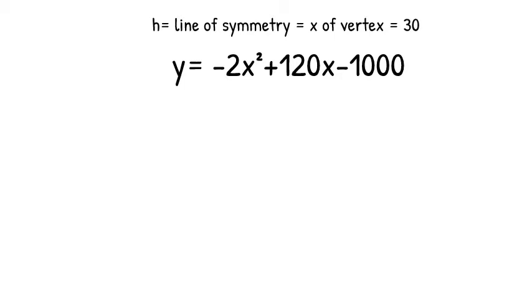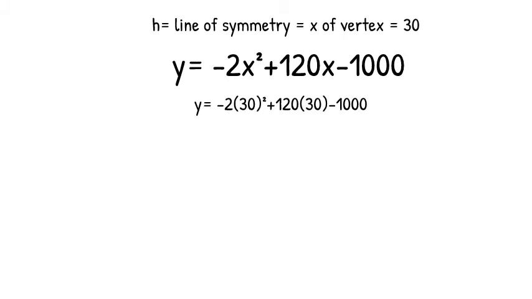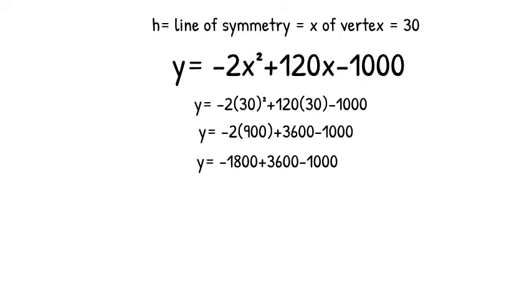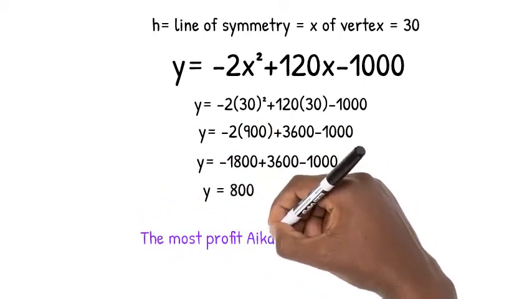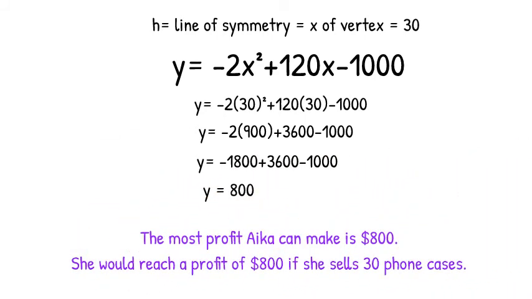We just need to substitute the x value of 30 into our equation. So y equals negative 2 times 30 squared plus 120 times 30 minus 1,000. Then we solve following the order of operations. And we find that y is equal to 800. So this means that the most profit Ica can make is $800, and she'll reach that profit if she sells 30 phone cases.